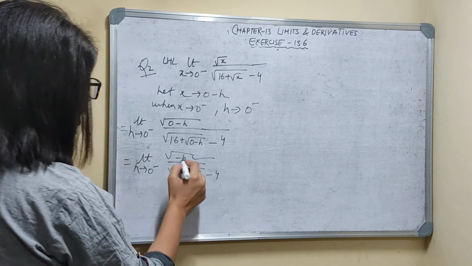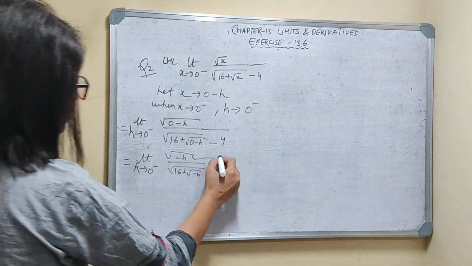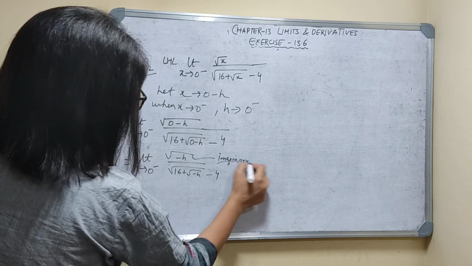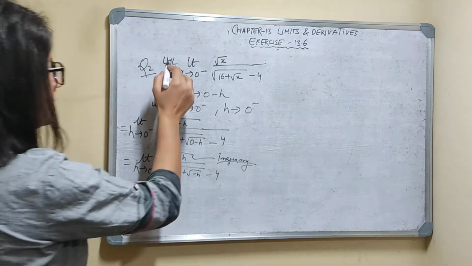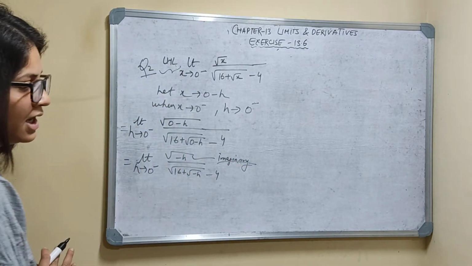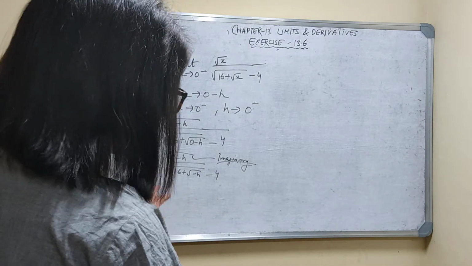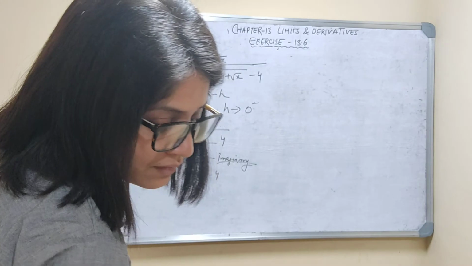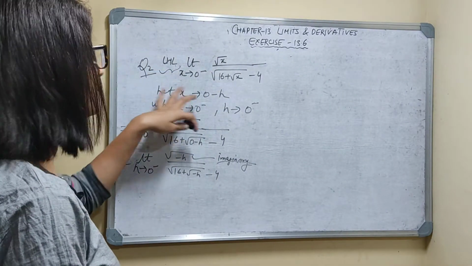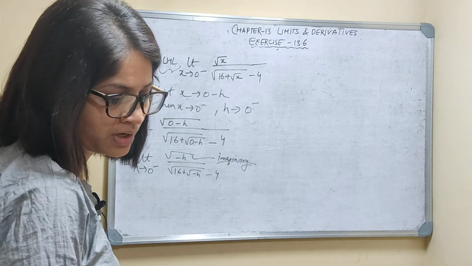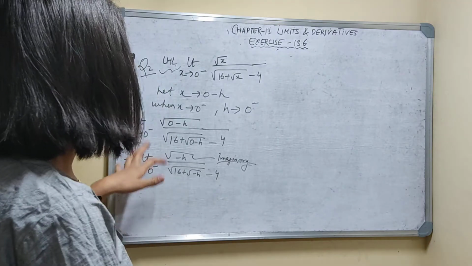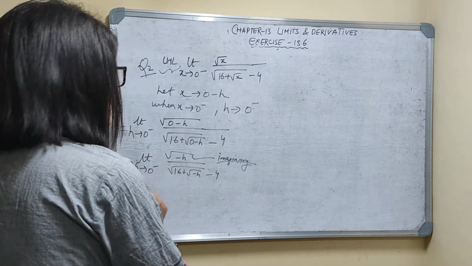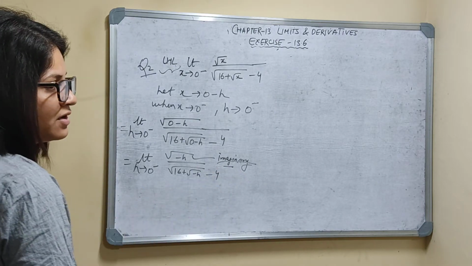Now you can see here you are getting root of minus h. This is an imaginary number. But we want only real numbers. So it is not possible. You can't evaluate the left hand limit. That's why I can say that when x tends to 0, this function is not defined, or you can say that the left limit is not possible, means we can't evaluate the left hand limit because here it is an imaginary number.